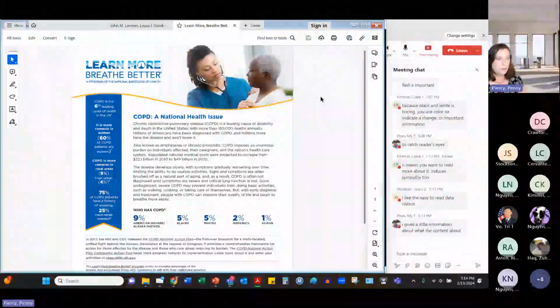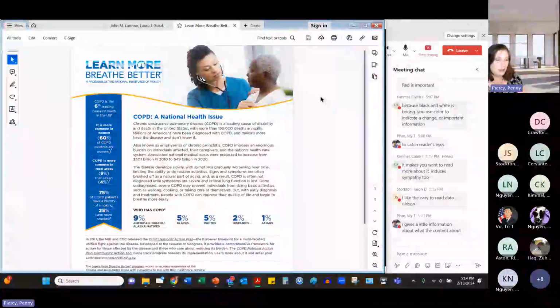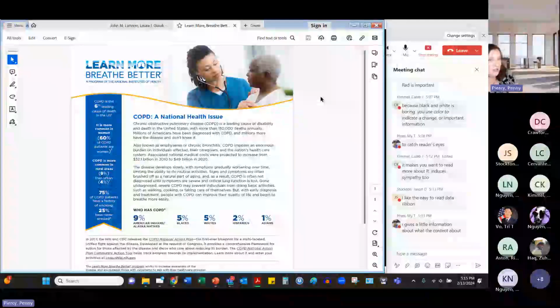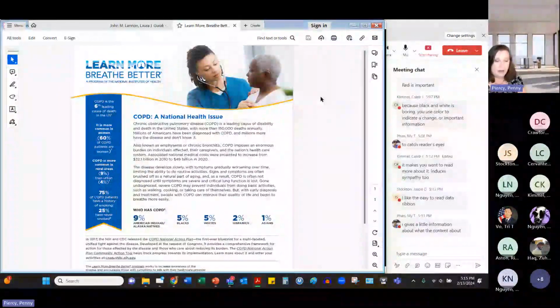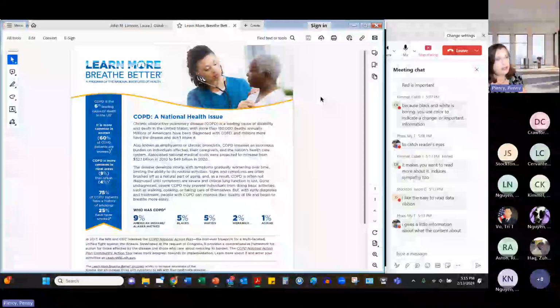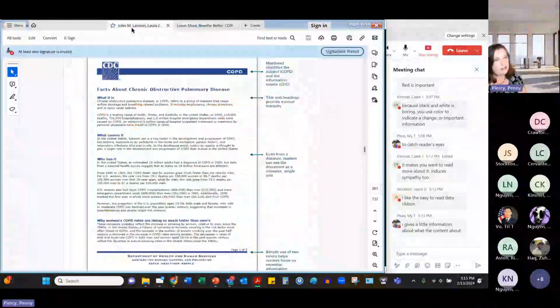Learn more, breathe better, which is kind of an interesting choice, right? I don't necessarily know from that title what this is going to be about if I just see that title. But on the other hand, it kind of draws me into the idea about breathing better. Don't we all want to breathe better, right? So it's definitely trying to, I think, reach out to the audience in a way that this one, not so much, even though this is informative.